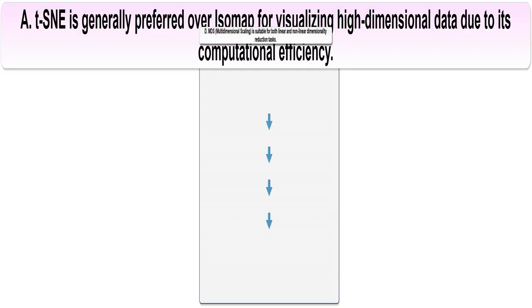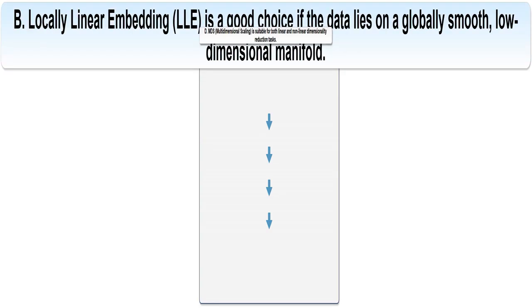T-SNE is excellent for visualization, but it is computationally expensive, especially for large datasets. This is often the case with high-dimensional data. Locally linear embedding, LLE, is a good algorithm, but it's better suited for data that has locally linear structures. A globally smooth manifold is a little different. I need to consider if this statement accurately reflects LLE's characteristics.